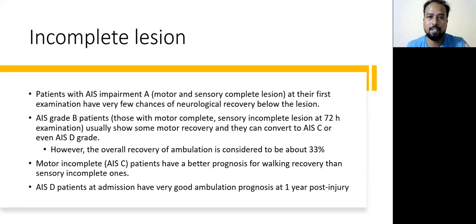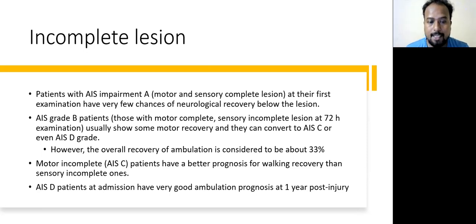If we are talking incomplete injury, that is B, C, D, what is the likely recovery in terms of walking specifically? What the current data suggests is that if the patient is at level B, those with motor complete but sensory incomplete, they show some recovery, and they might move to C or D. But this is if it is measured at the early stage. If it's late, like after 6 months, and the patient is still at B, we can't really think that they will move on to C or D. But in the early, acute stage, they are likely to go to C or D depending upon the extent of damage. So the overall recovery of ambulation, that is walking, is considered to be 33% for B.